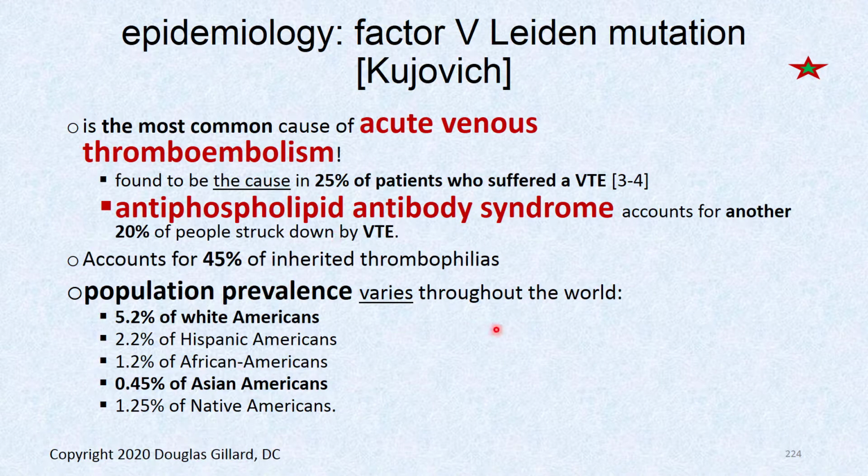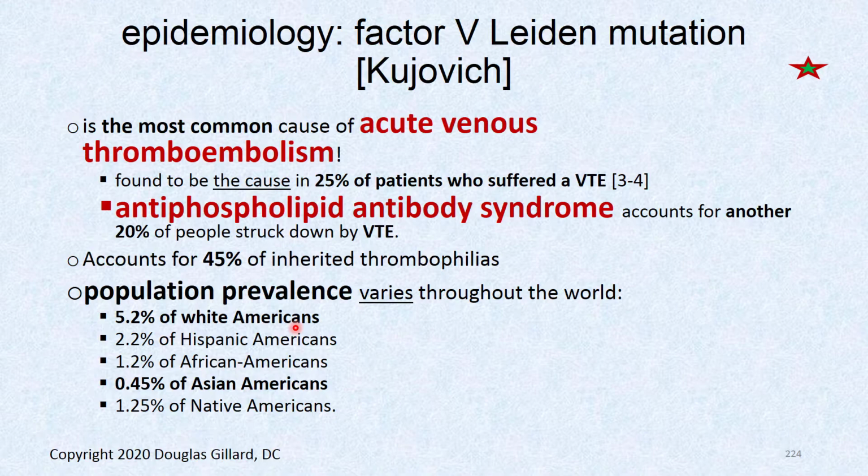So, population prevalence throughout the world. This is another prevalence study. You can see studies are all over the map. But in the Americas, 5% of Americans have factor V Leiden.